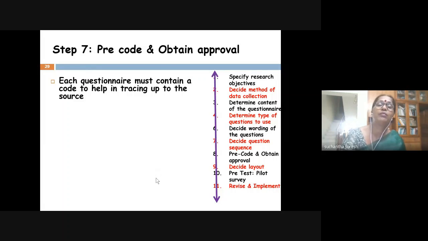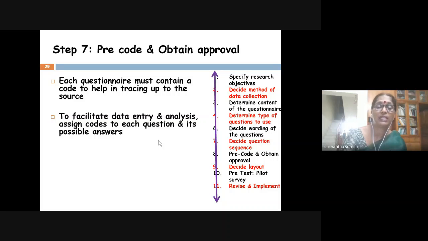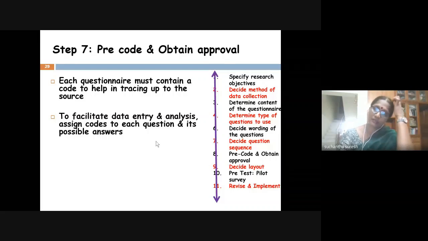Okay, pre-coding. Pre-coding, why? Because all the questionnaires which you distribute need to be coded. Why? Because you will understand which questionnaires come back. For that reason, each questionnaire must contain a code to help in tracing up to the source. Okay, it is good practice actually. To facilitate data entry and analysis, assign the codes to each question and its possible answers. Okay, coding has to be done.